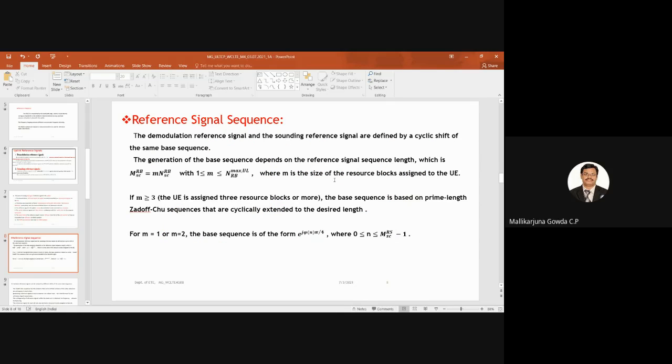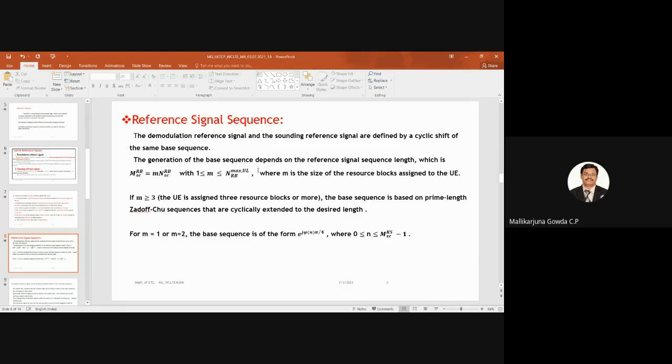How do we generate that reference signal sequence, right? The demodulation reference signal and the sounding reference signals are defined as what? Cyclic shift of the same base sequence. Similar to the gold sequence and other things, in the same way, this reference signal sequence is also generated.